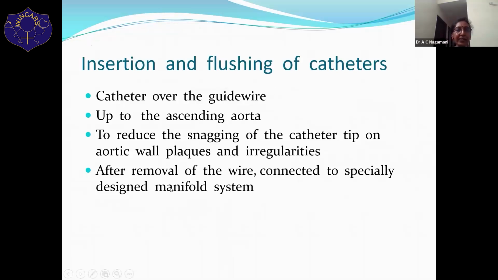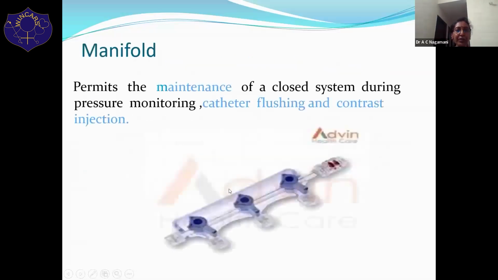Insertion and flushing of catheters is very important. Always the catheter should be introduced over the guide wire, especially up to the ascending aorta or the left bronchus. This is to prevent the displacement of the aortic wall plaque. And after removal of the wire, it is to be connected to the manifold system. What the manifold does is it permits the maintenance of a closed system during pressure monitoring, catheter flushing, and contrast injection.